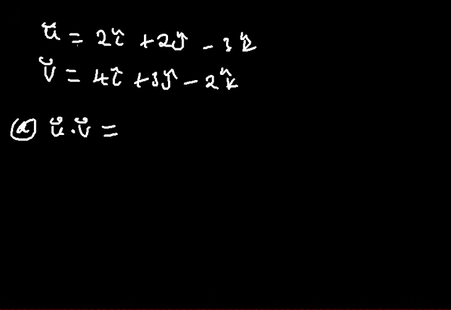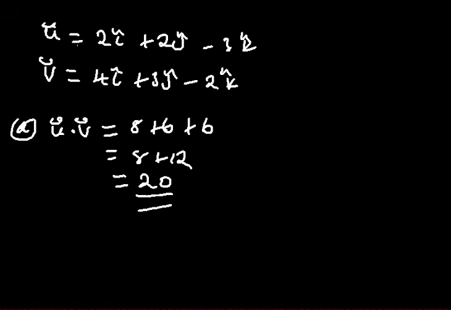On the dot product, we'll have to multiply the vectors component-wise, ignoring the directions. We'll have 2 times 4, that is 8. Then 2 times 3, that is plus 6. Negative 3 times negative 2, that is plus 6. So that will be 8 plus 12, that is 20. So this is the dot product of the two vectors.